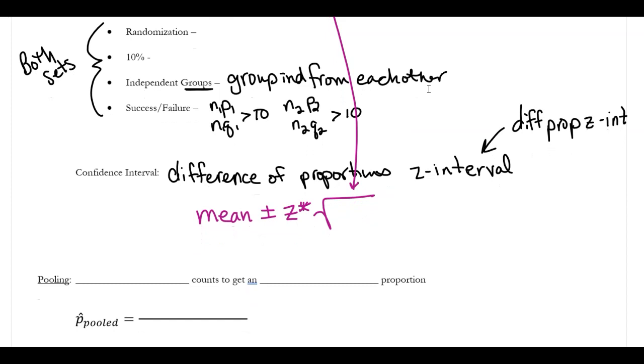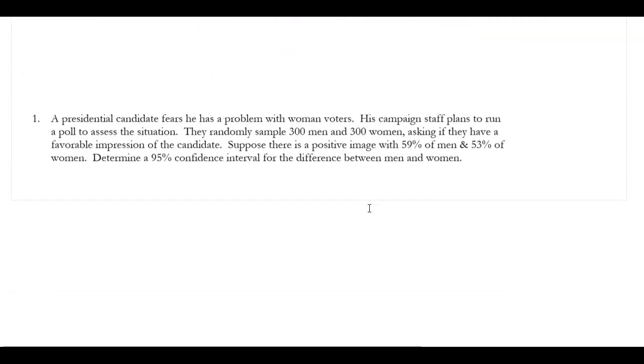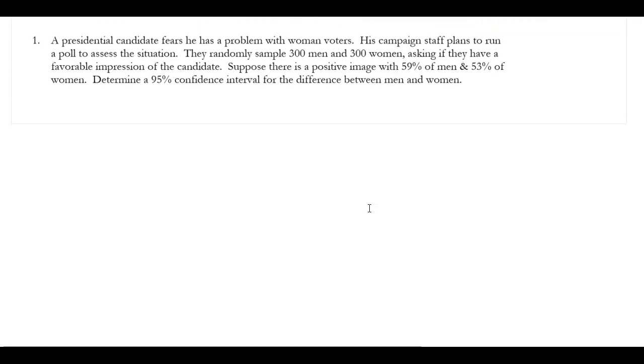So the question is, how do I find the mean? Well, we're subtracting our numbers. So to find the mean, it's going to be p of the big one minus p of the small one, because we're always doing big minus small. Okay. All right, so let's go do an example. Let's look at example 1. We'll fill in the other information later. Right now, we just want to do this example.